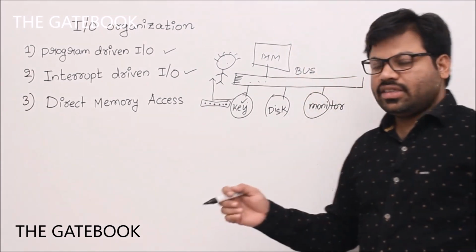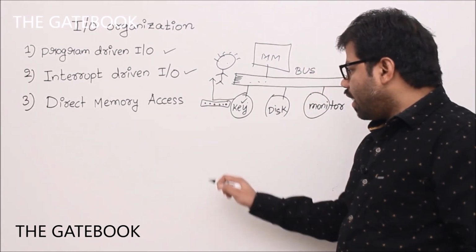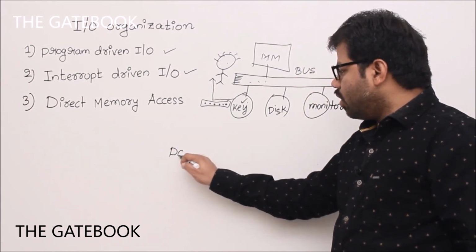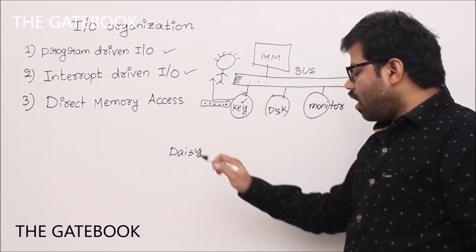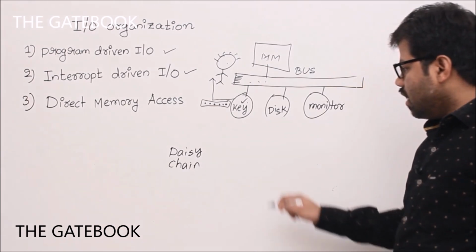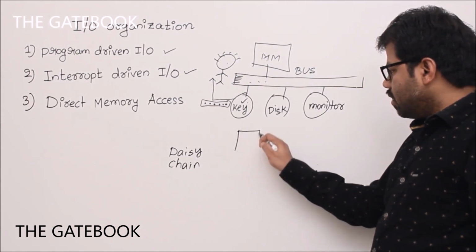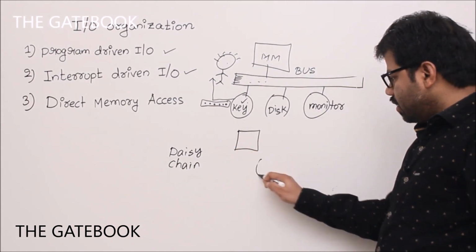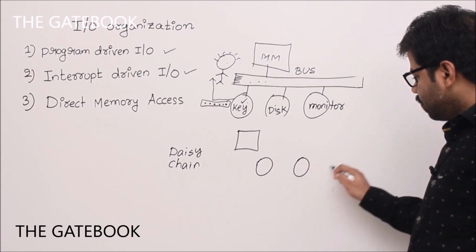Now the second model is we have to connect them in a daisy chain model. This is a software hardware approach, daisy chain. So what is this daisy chain? This is your processor, okay. Now these are all various devices, okay.